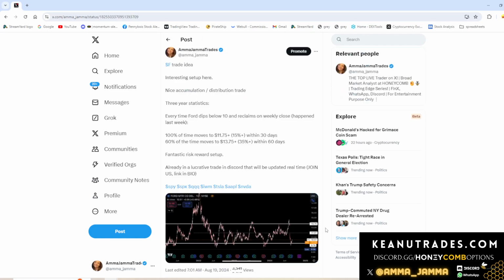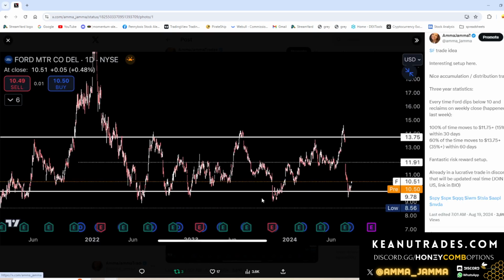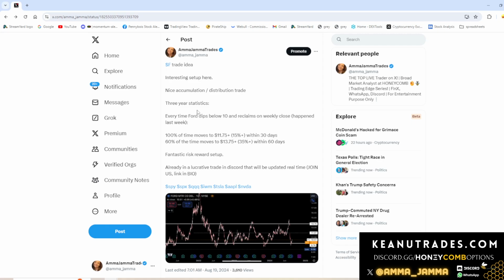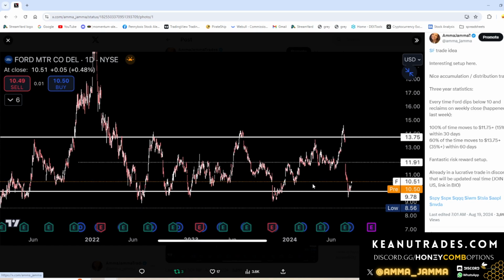Here we go. Ford trade idea. Setup here, nice accumulation distribution. 3-year statistics: every time Ford dips below 10 and reclaims it, 100% of the time it moves to 11.75 plus within 30 days. 60% of the time it moves. Fantastic risk reward. We're at 50% right now.